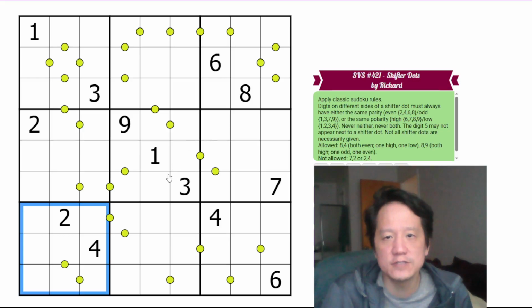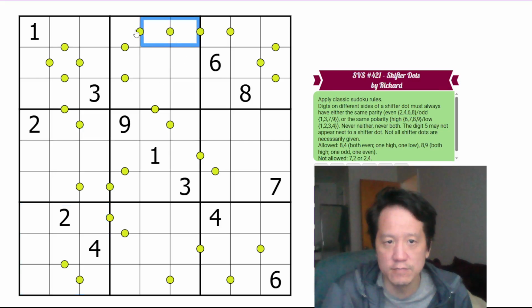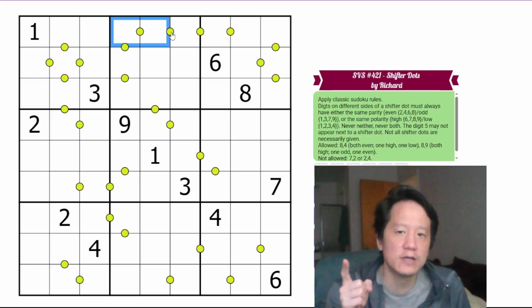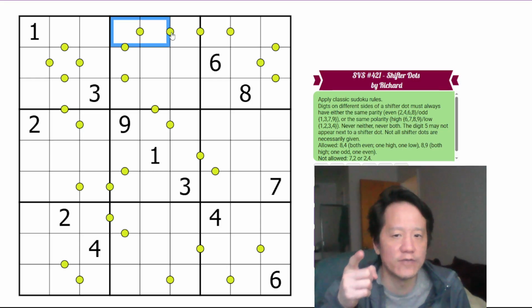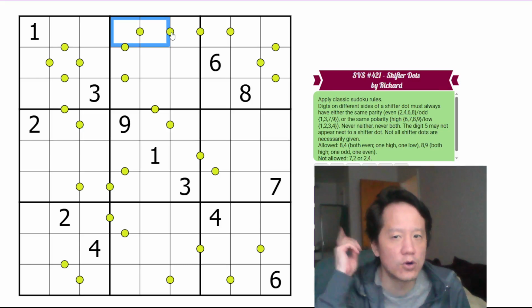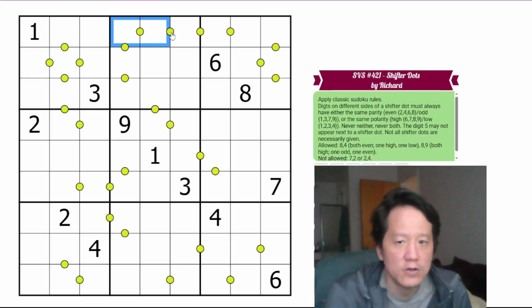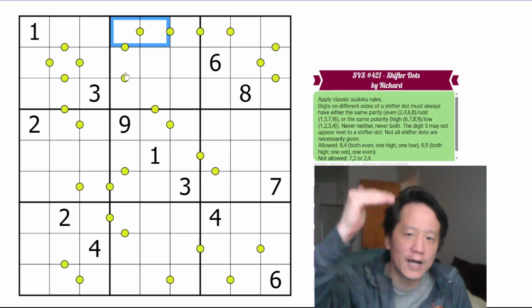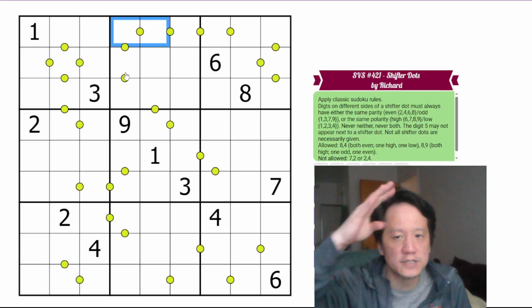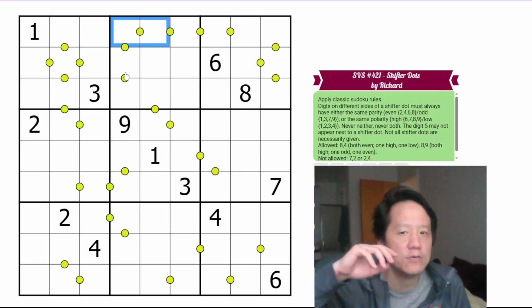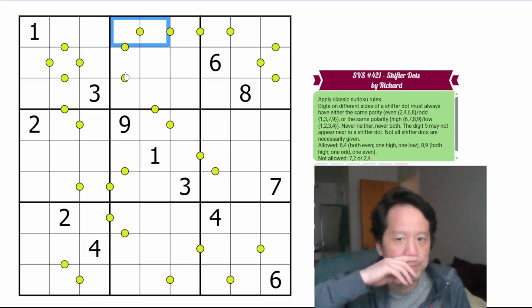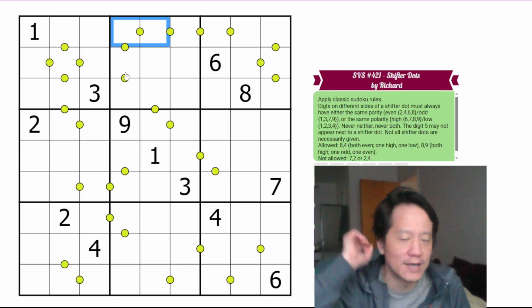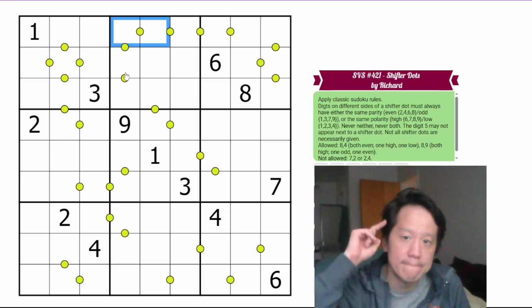Digits on different sides of a shifter dot, which are these yellow dots, must always have either the same parity, which is even, so they have to be 2, 4, 6, and 8, or odd, 1, 3, 7, 9, or they have the same polarity, which is high and low, which means they have to be 6, 7, 8, and 9, or of the set 1, 2, 3, 4. But you can never have neither and never have both.